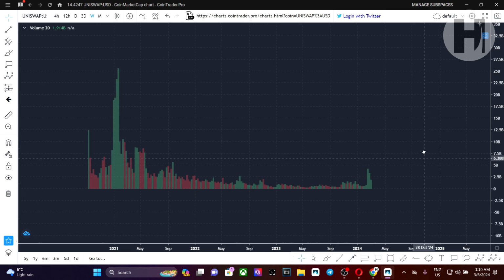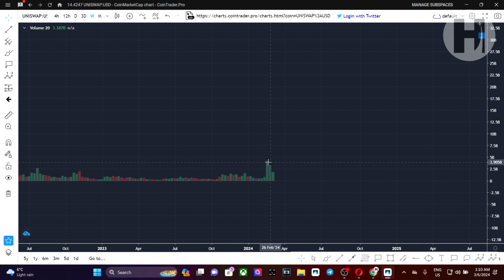And of course, if we take a look at the volume indicator, volume is starting to pick up, and that's also very, very good to see.